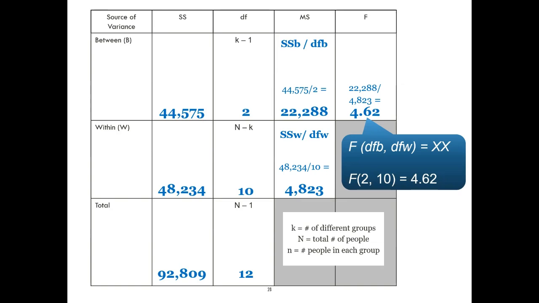Now, if I'm going to be reporting this in APA style, I would report this by saying F, open parentheses, my degrees of freedom between, which is 2, comma, my degrees of freedom within, which is 10, and then I would report this statistic, 4.62.